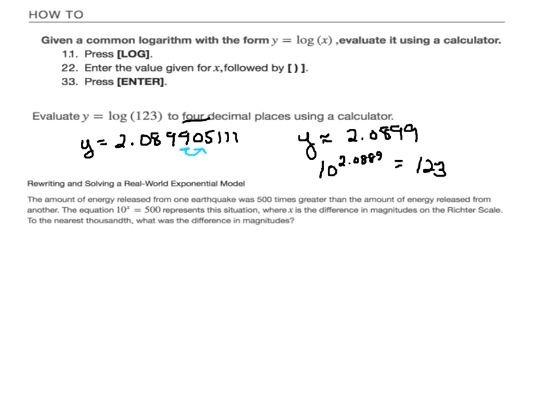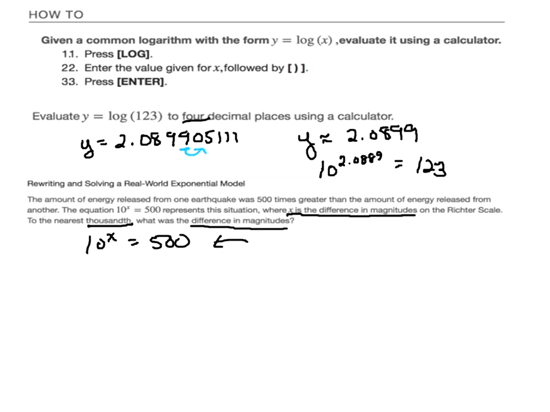Okay, let's go back to our earthquake problem here. The amount of energy released from the earthquake was 500 times greater than the amount of energy released from the other. The equation 10 to the x equals 500 represents this situation where x is the difference in magnitude on the Richter scale. To the nearest thousandth, so that's 3 decimal places, what was the difference in magnitude? So I need to solve for x to find that difference.